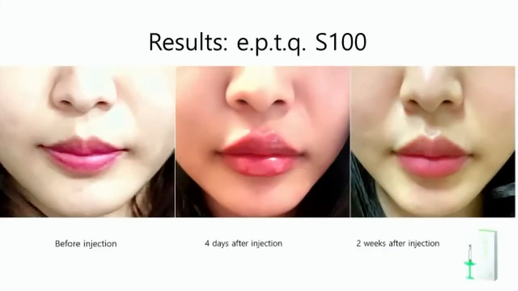And another case using the Epitic S100, which is a softer filler. If you choose these S100 fillers, 2 weeks later the filler diffuses through the whole area of the lips, so it looks more natural.